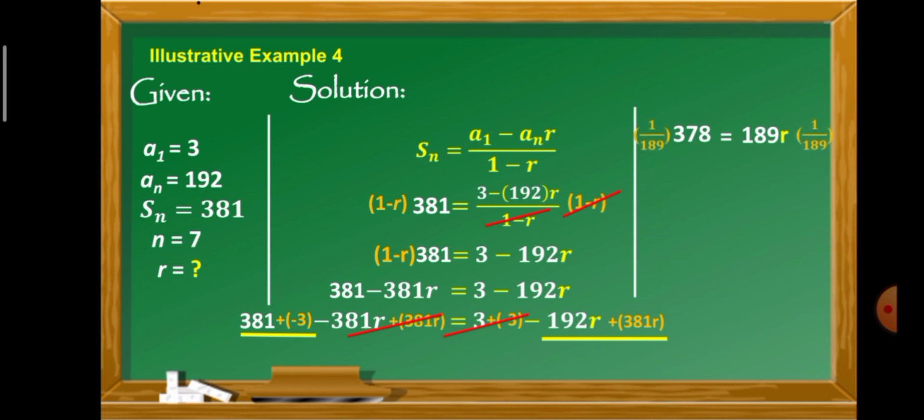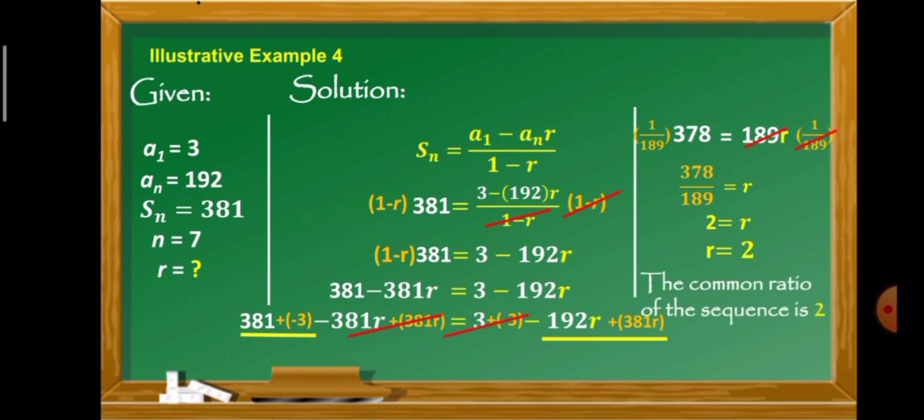Gagamit ulit tayo ng multiplication property of equality. So, that is 1 over 189. Multiply natin both sides, so tanggal na yung 189. Then, ang matitira is 378 over 189 is equal to r. Therefore, ang common ratio natin, or the common ratio of the sequence is equal to 2.